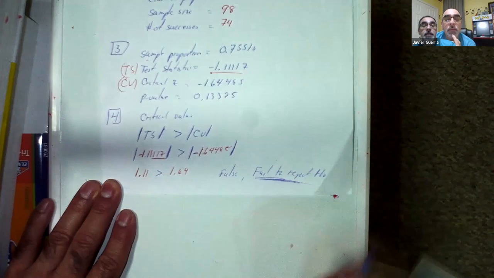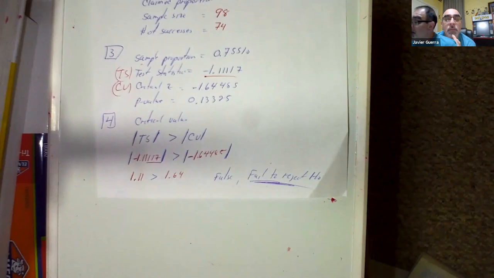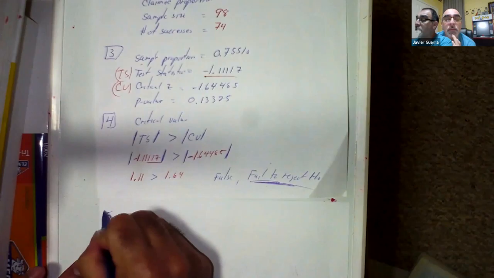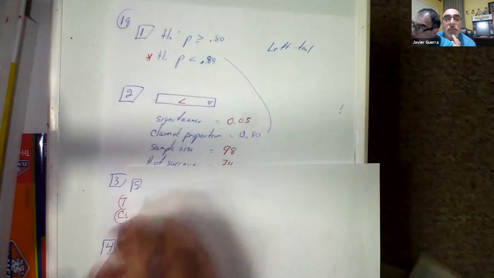You read it left to right. Is that true? $1.11, is that greater than $1.64? No, it's false. So you fail to reject H0. And now we can do step five. Where do we have a star at, ladies? At the very beginning, where did I have my star? I had my star in H1, right?